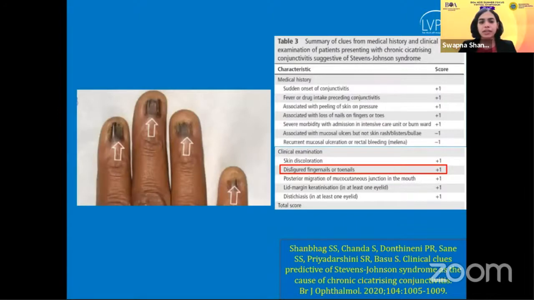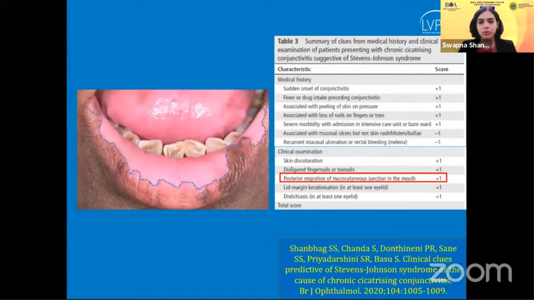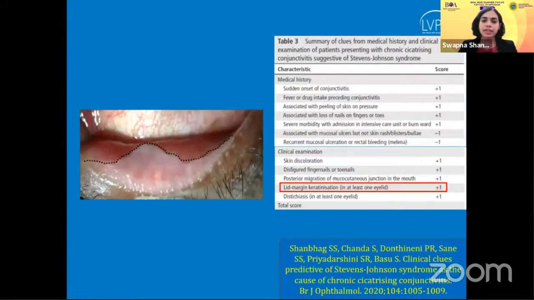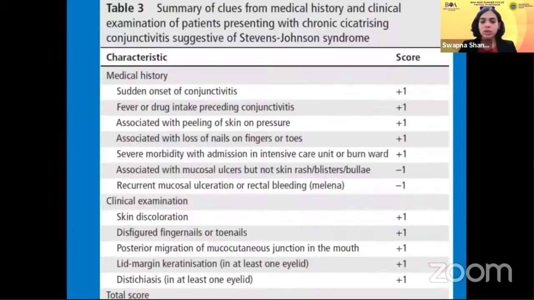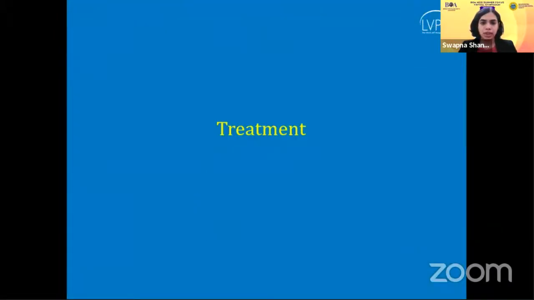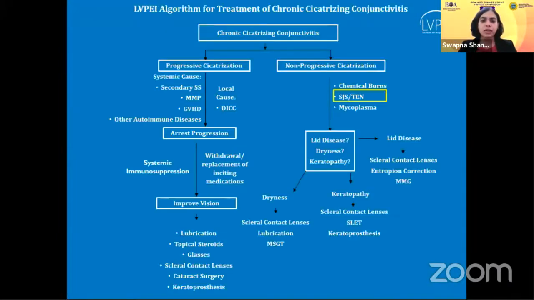And disfigured fingernails or toenails, posterior migration of the mucocutaneous junction, lid margin keratinization, and distichiasis. So these are the points on clinical examination. For this patient, we got actually a score of +7, and hence we came to a diagnosis of SJS for this patient. Now, how do we go about the treatment?